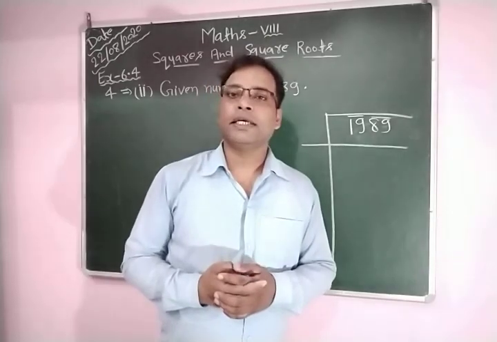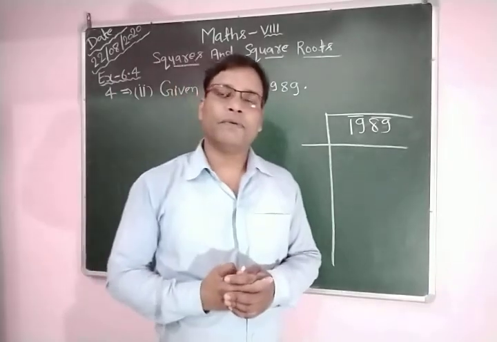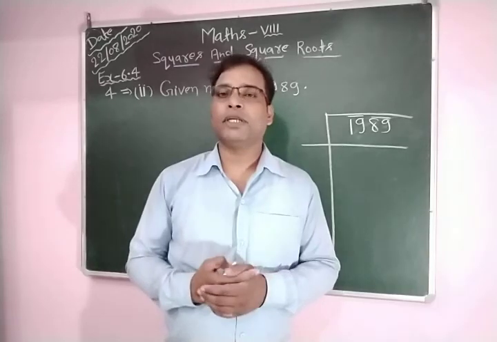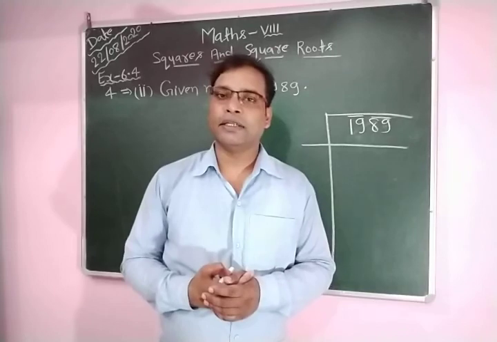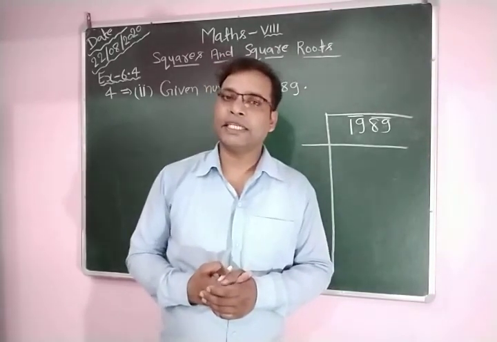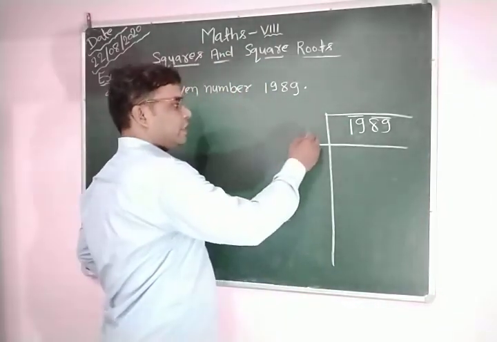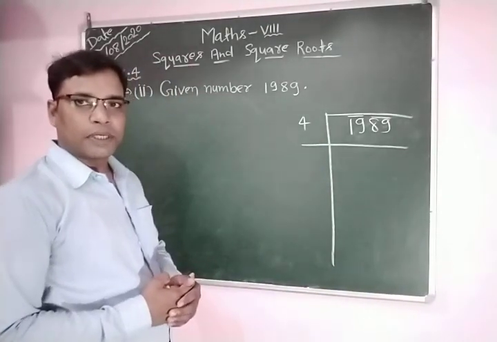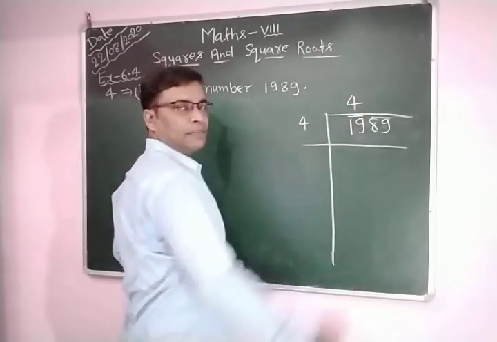If you take 3, the square of 3 is 9, which is less than 19. If you take 4, the square of 4 is 16, which is less than 19. If you take 5, the square of 5 is 25, which is greater than 19. So you can say the square of 4, which is 16, is nearest to 19. So here you write 4 as the divisor, and write 4 in the place of the quotient.